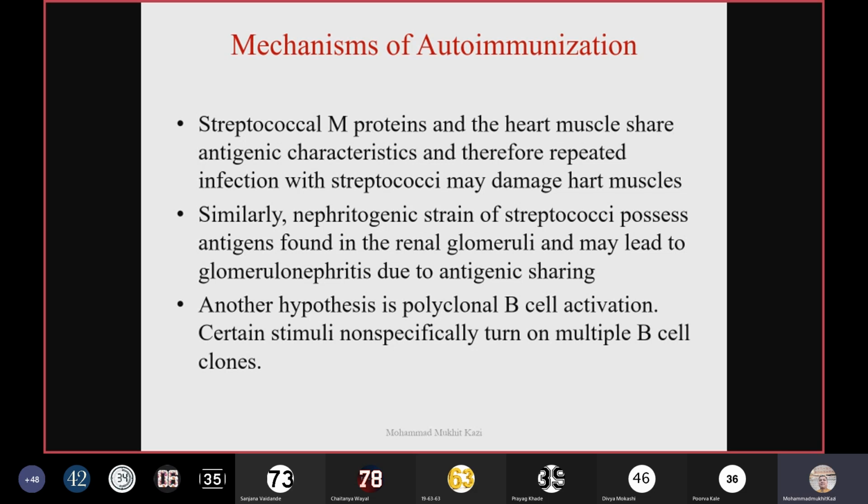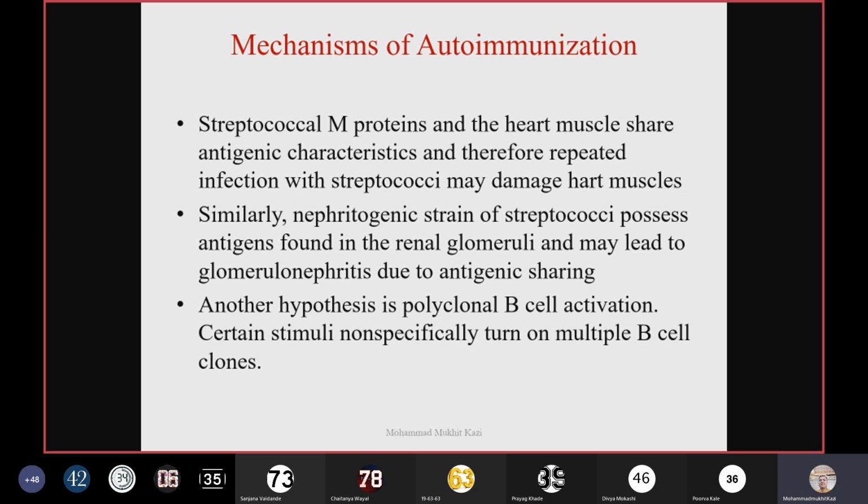if you are repeatedly getting infections with streptococci, then what happens? Even if you're not suffering from the streptococcal infection, your immune response starts recognizing your heart muscles as the streptococcal M protein, and it starts producing autoantibodies, and there is damage to the heart muscle. So this is one example of a bacterial infection which leads to damage to your own muscles, and again it is an important organ of our body, the heart.